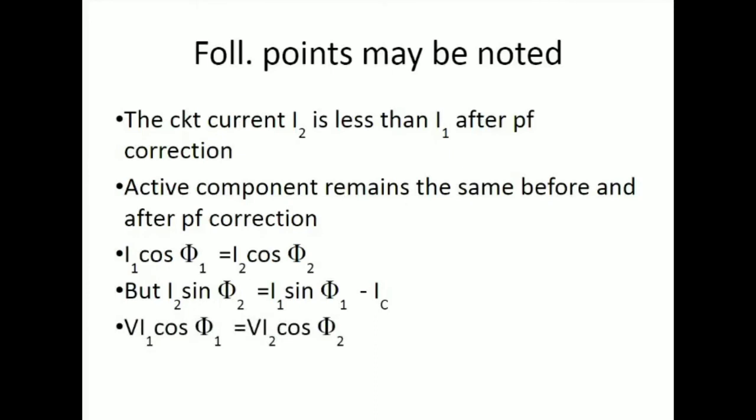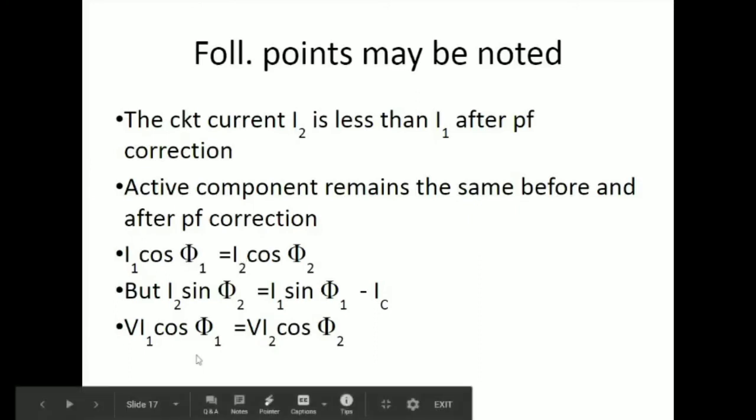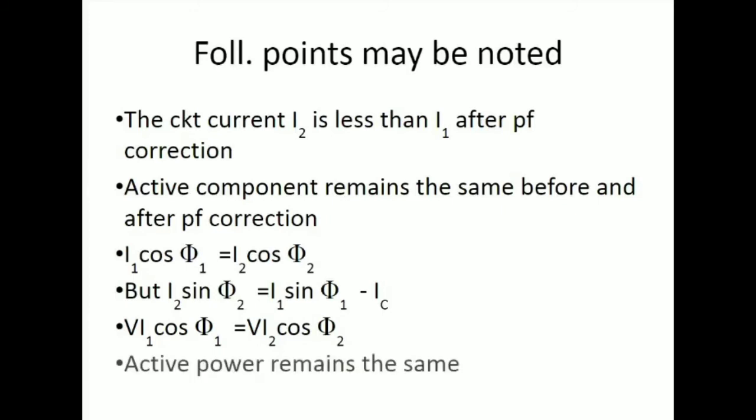So multiplying throughout both the sides by voltage, you can see VI1 cos phi 1 is equal to VI2 cos phi 2. VI cos phi is the active power. So the left hand side represents active power before power factor correction and the right hand side represents active power after power factor correction. Both remain the same before and after power factor correction. So active power remains the same.